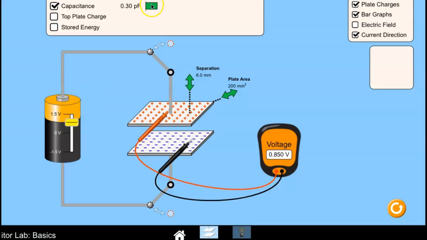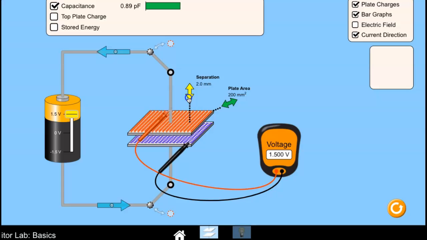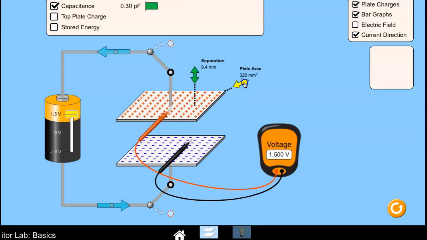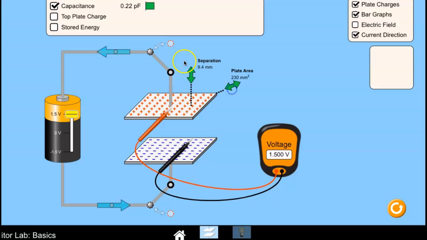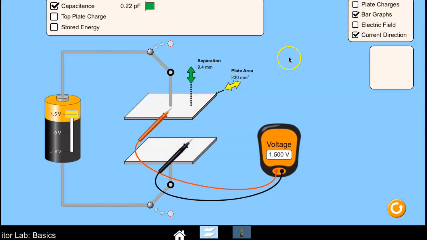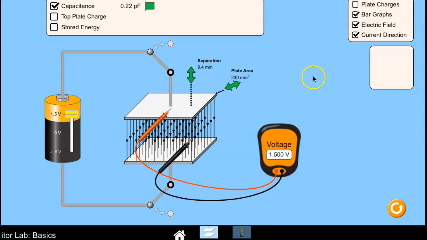Now, look at this value, it's 0.3. Now I'm going to increase the voltage. Definitely more charges on here than there were before, but the capacitance didn't change. Capacitance does not depend on charge and voltage. Capacitance depends on the separation distance, the area size, and the dielectric. Now in this, we don't have an option of changing the dielectric, okay? But in theory, it's there, okay? So please keep that in mind, okay?